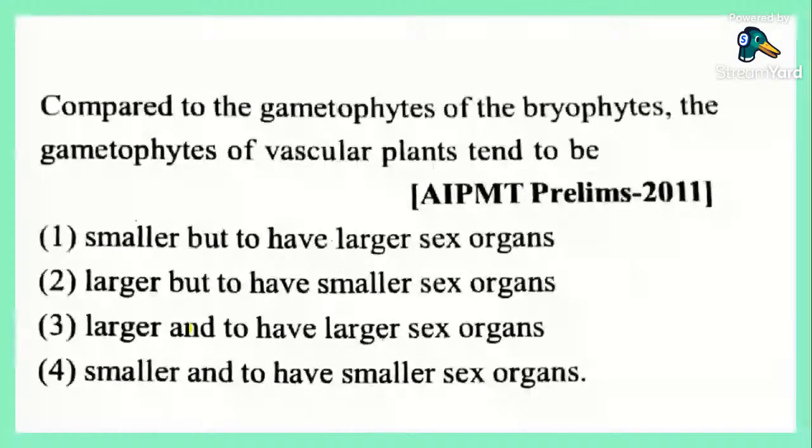Yes, the correct answer for this question is option number 4. They are smaller and have smaller sex organs. Name the first vascular plants. That is the pteridophytes. Pteridophytes are the vascular plants, so they tend to have smaller gametophytes and smaller sex organs.